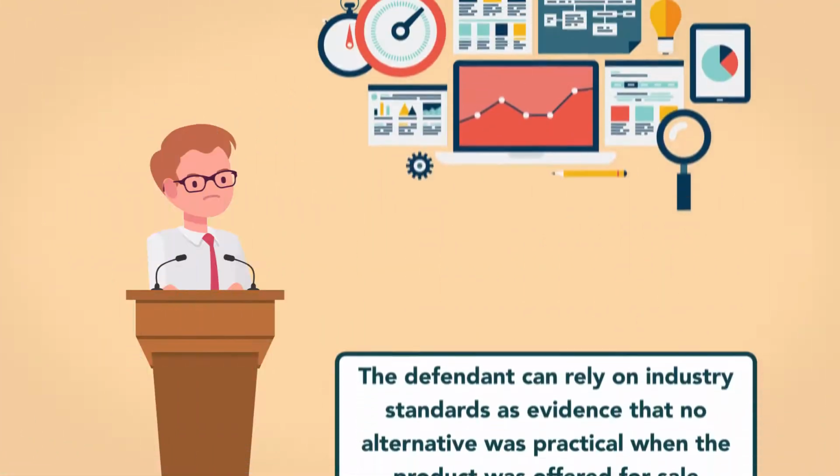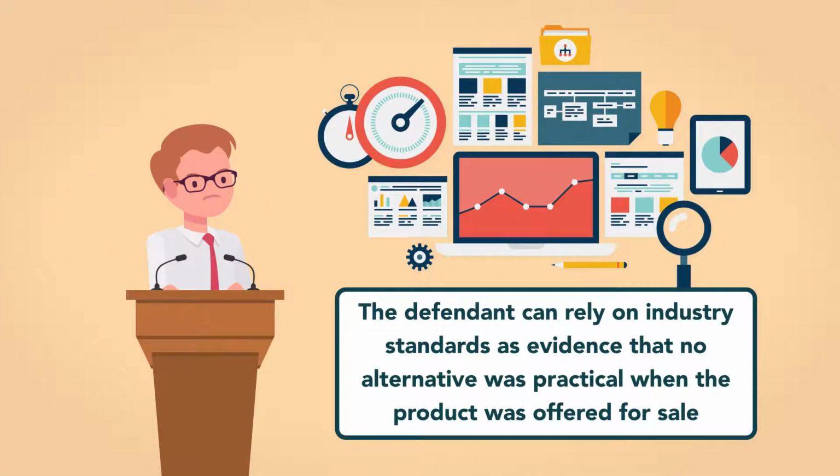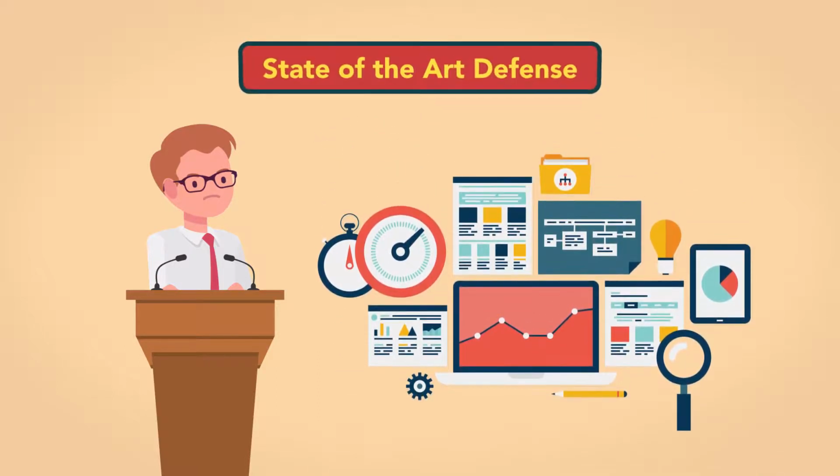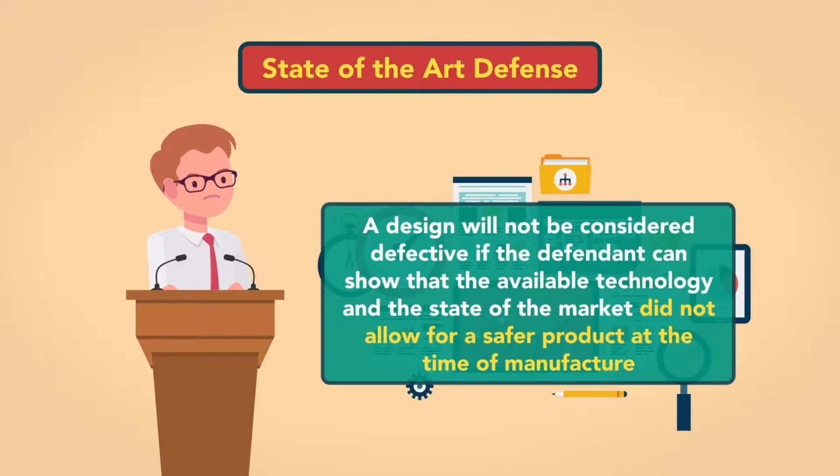At the same time, the defendant can rely on industry standards as evidence that no alternative was practical when the product was offered for sale. This is known as the state-of-the-art defense. A design will not be considered defective if the defendant can show that the available technology and the state of the market did not allow for a safer product at the time of manufacture.